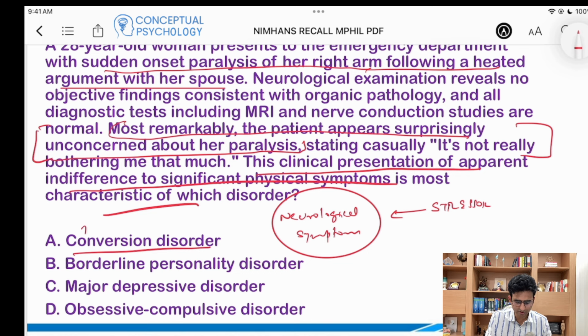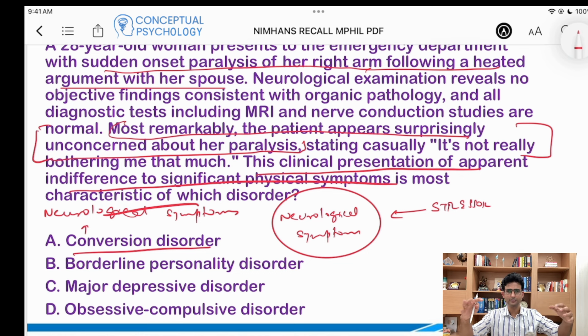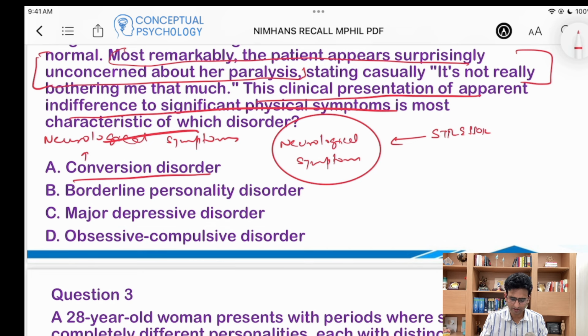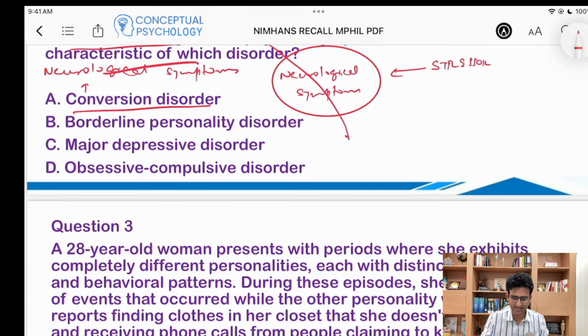In conversion disorder, patients present with neurological symptoms. What kind of neurological symptoms? There can be motor symptoms, like this patient is presenting with paralysis. There can be sensory symptom. A patient may come and say, I cannot see. There can be seizures, right? All these things can happen. So neurological symptoms, but the cause is psychological. And this particular phenomena that they are talking about, it is called as labile indifference.